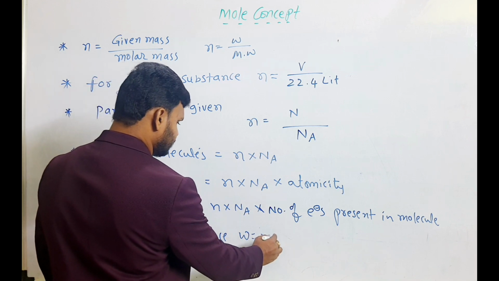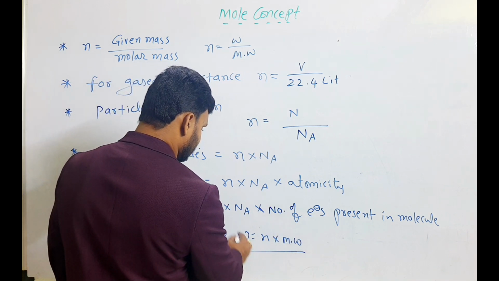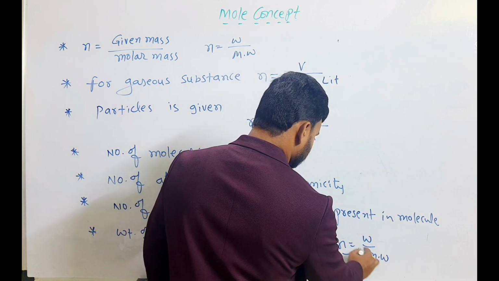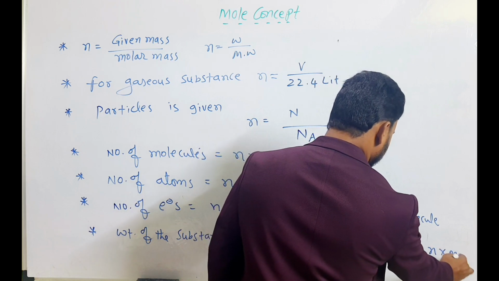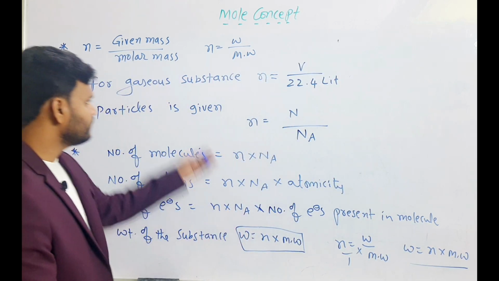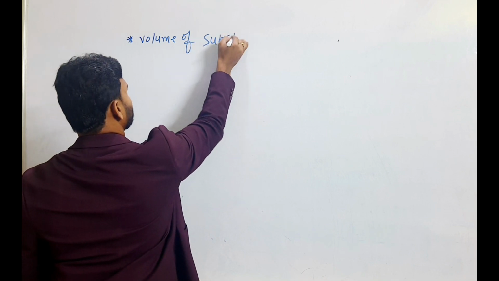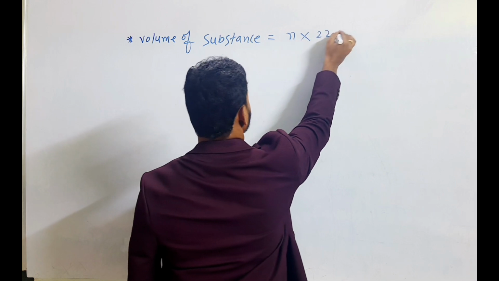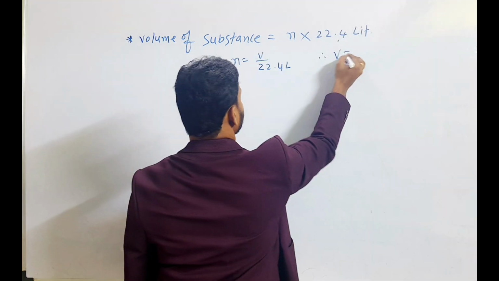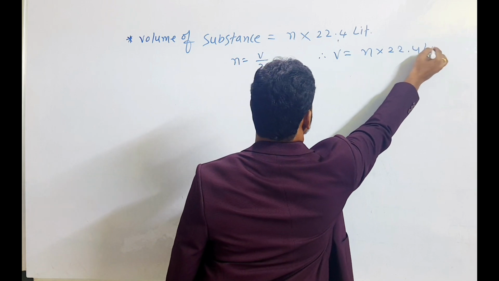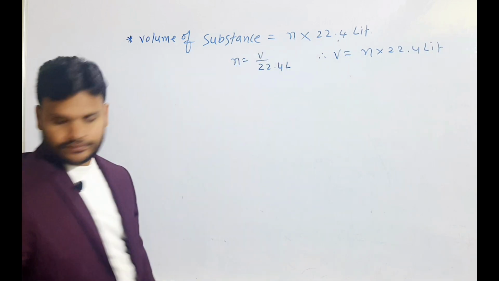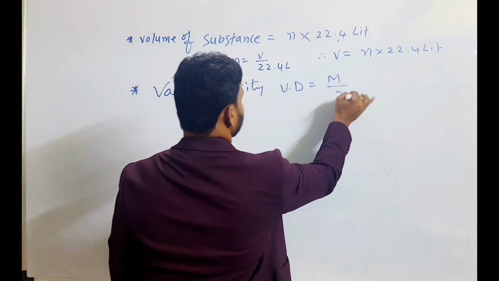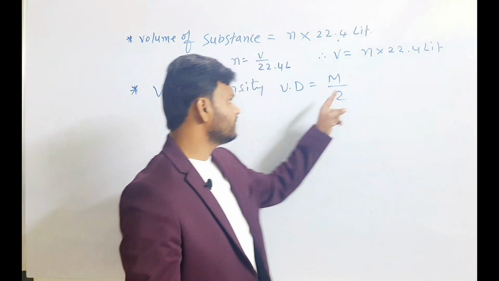Sometimes they will ask like this: weight of the substance. W equals n × molecular weight. Actually this one comes from this one: n equals weight by molecular weight. So weight equals n × molecular weight. This is the formula. So these are important formulas. Volume of substance equals n × 22.4 liter. V equals n × 22.4 liter. So this one comes from this one. Vapor density VD equals M by 2. M is nothing but molecular mass.